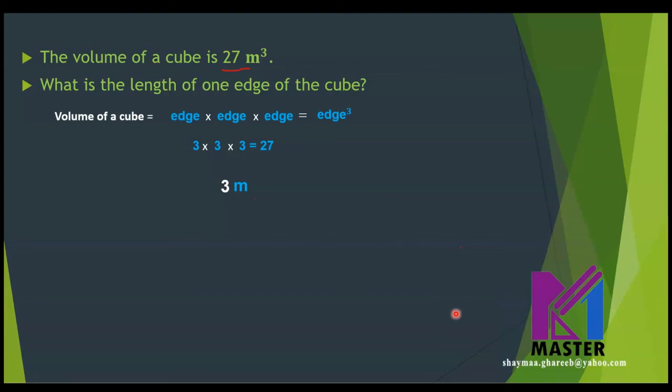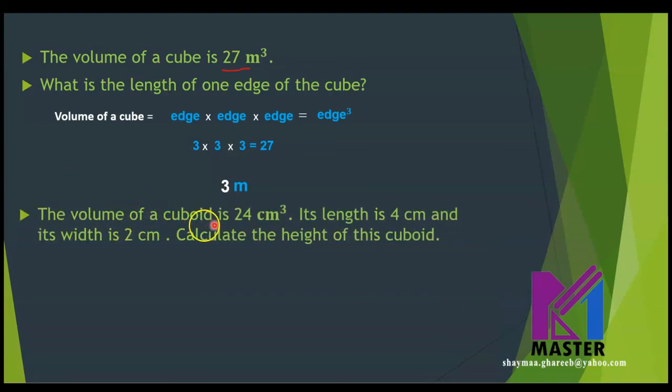Now let's see the next question. The volume of a cuboid is 24 cubic centimeters. Its length is 4 centimeters and its width is 2 centimeters. Calculate the height of this cuboid. So we know that the volume of a cuboid equals length times width times height. I know the length, which is 4 centimeters. I know the width, which is 2 centimeters, and I know the volume, which is 24.